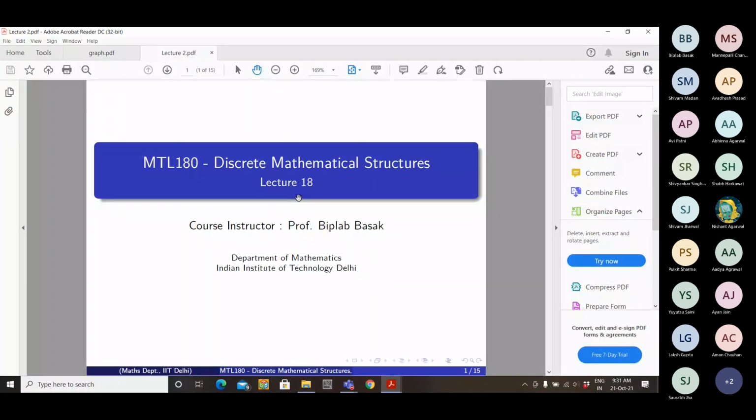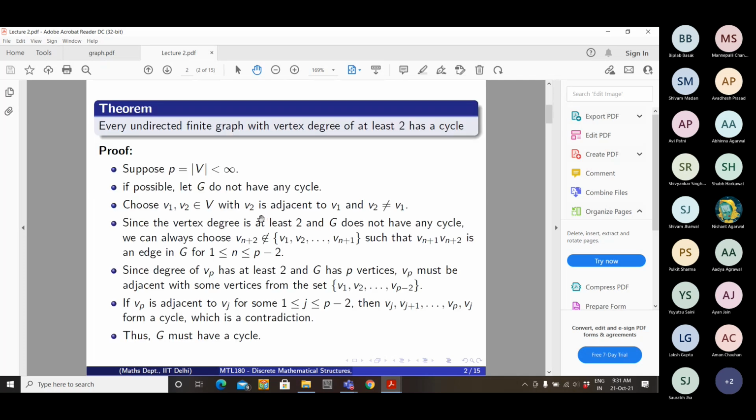What I can say is that in the last lecture you all learned about the definition of graphs, the degree of a vertex, cycles, walks, paths, and all those. Today we will start with the basic theorem related to the cycle and degree of a vertex. Every undirected finite graph with vertex degree at least 2 has a cycle. Means if in your graph all the vertices have degree at least 2, then this graph must contain a cycle.